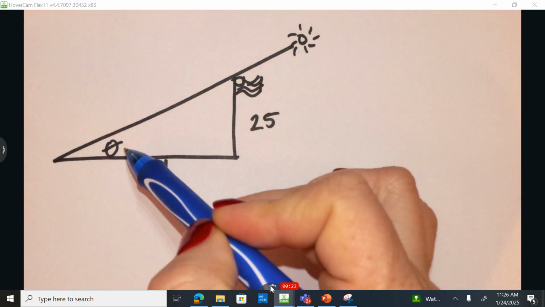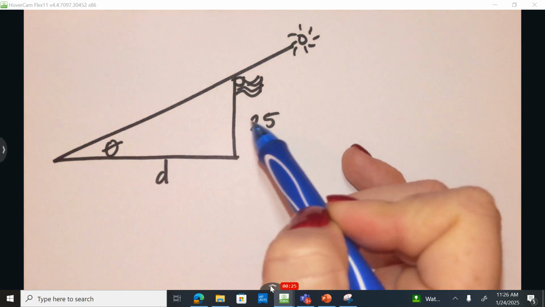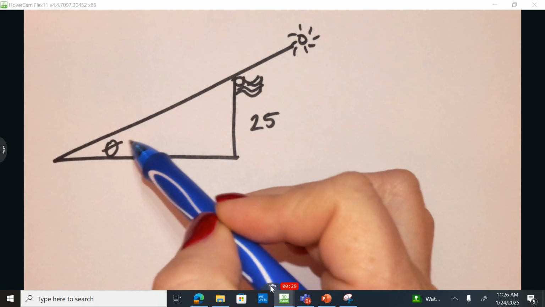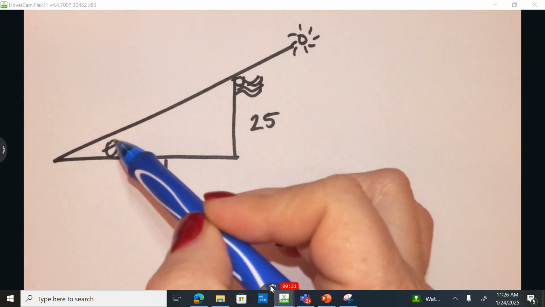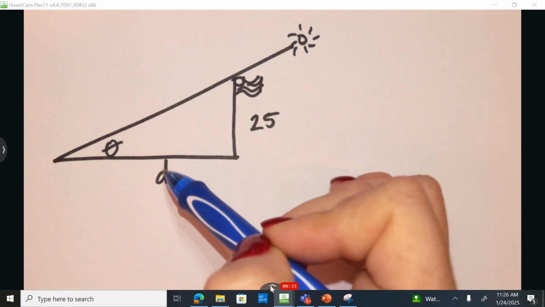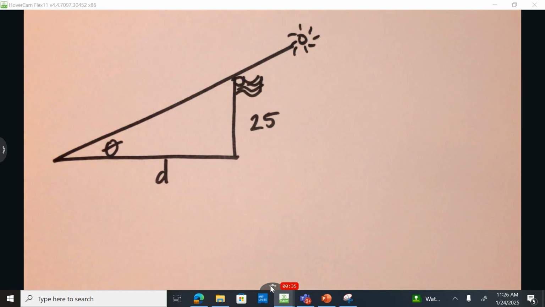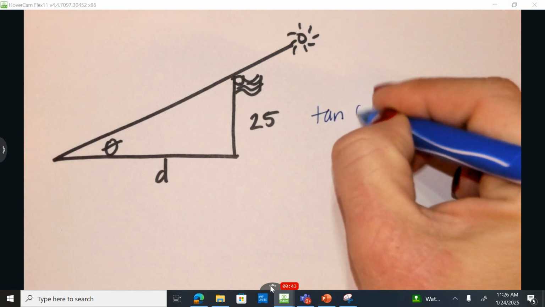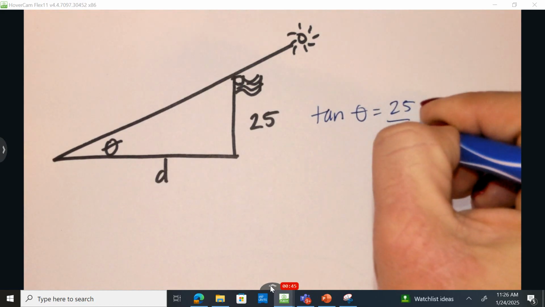Alright, so right away the first thing I'm looking for is what is 25 in relation to theta? It's opposite. And what is length d in relation to theta? It's adjacent. So which primary trig function is a ratio using both opposite and adjacent? That would be tangent. So tangent of theta equals 25 over d.